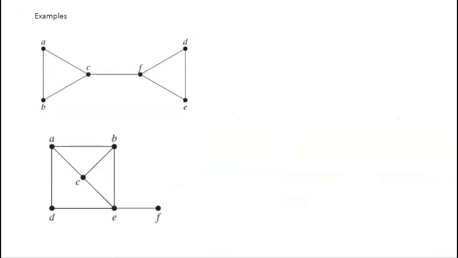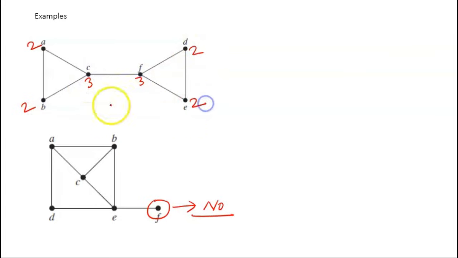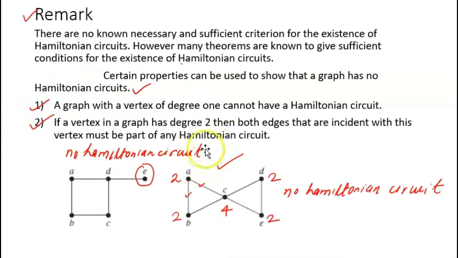Okay, now let us take two quick examples again. If I look at this example here, this graph will not have a Hamiltonian circuit because we have a vertex of degree 1. What about this? Here again, if you look at this vertex, it is of degree 2, this is of degree 2, this is of degree 3, this is of degree 3, this is of degree 2, and this is of degree 2. Since A is of degree 2 and there are two edges incident on A, both of these edges must be a part of any Hamiltonian circuit. This was the requirement: both the edges must be part of any Hamiltonian circuit.